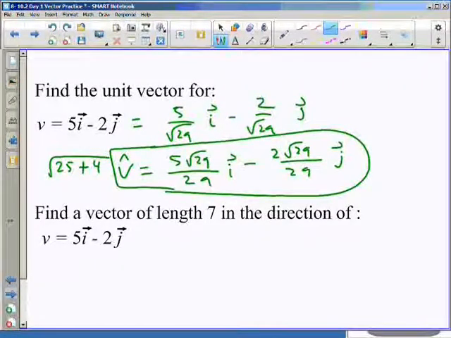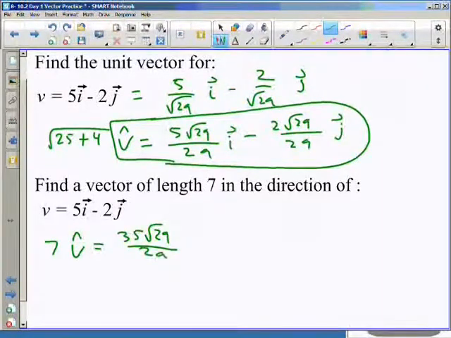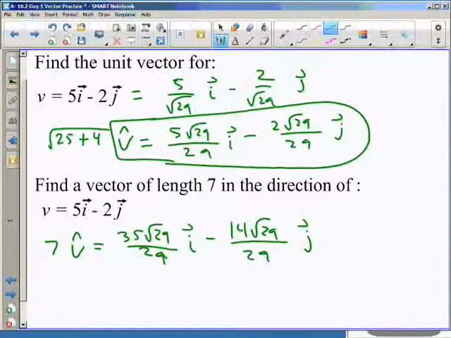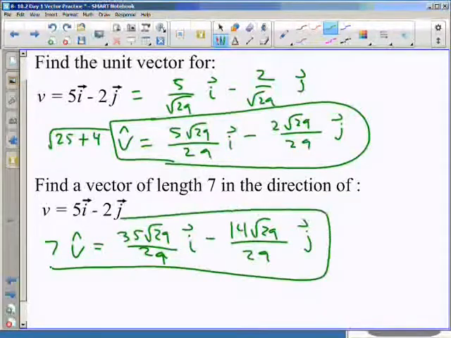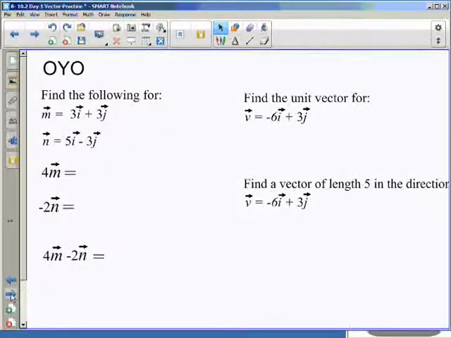All right. So if we want to find one with length 7, we simply take our unit vector and multiply the components by 7. Not a real challenge here. 35 root 29 over 29 i minus 2 times 7 is 14 root 29 over 29 j. Hopefully you don't find that too challenging. But of course this is just getting familiar with finding these values. Using them can be a little bit trickier when you get into some of the problems. Here's some on your own. Go ahead and give these a try and we'll see you in class.